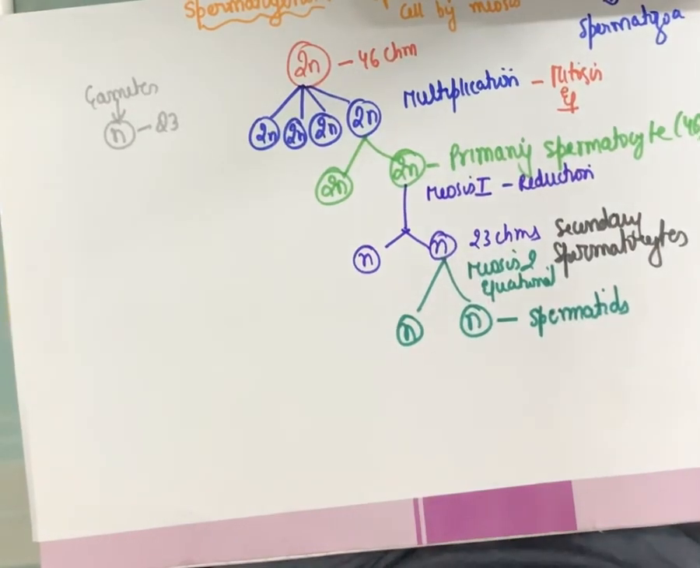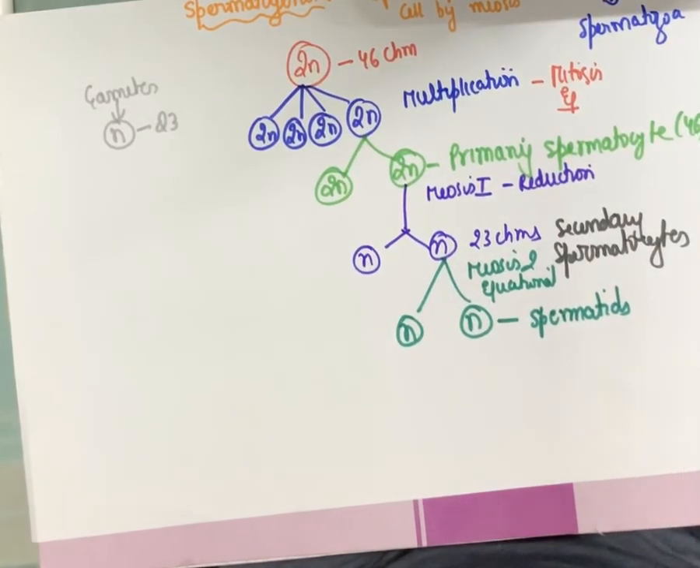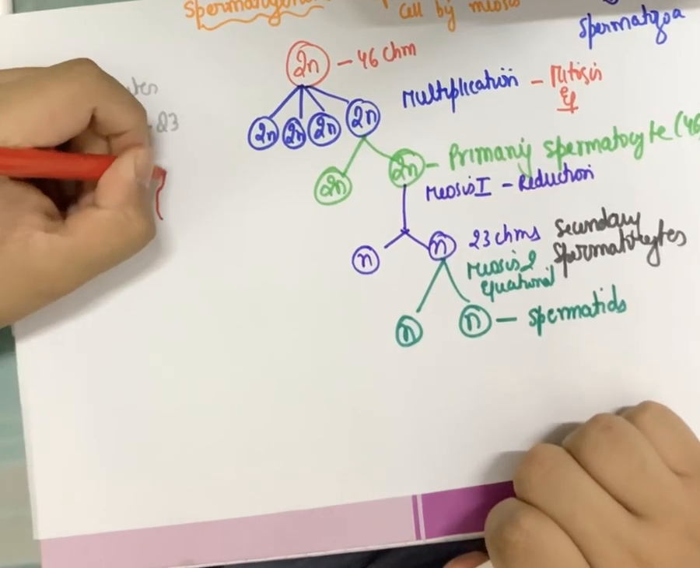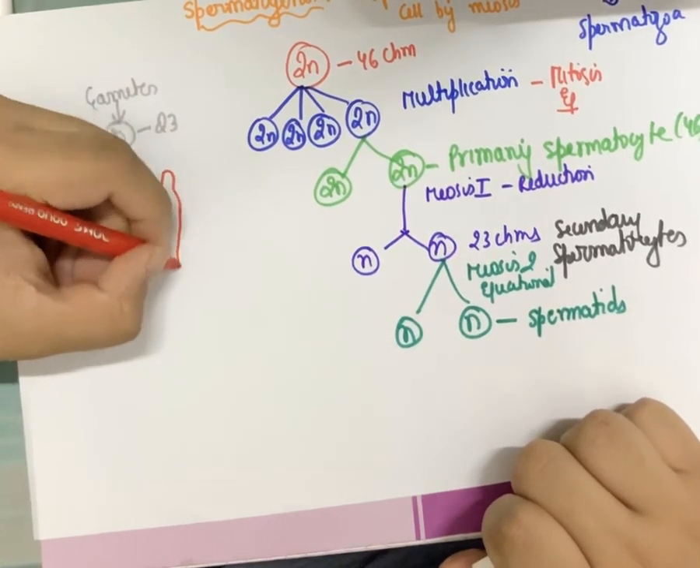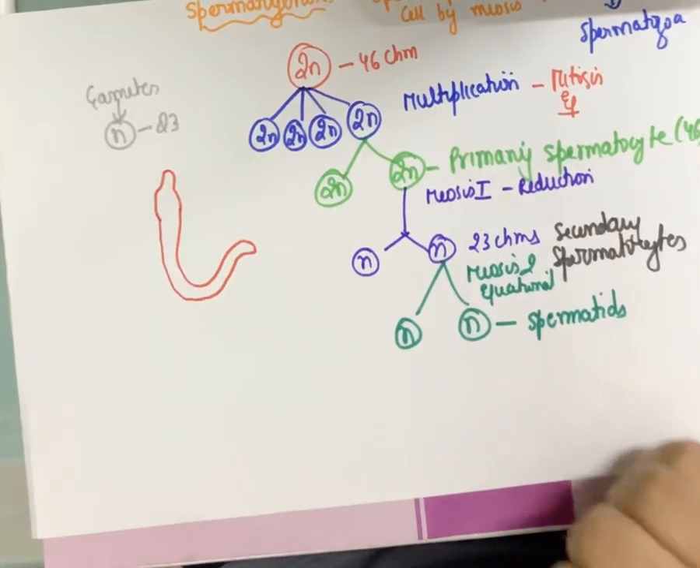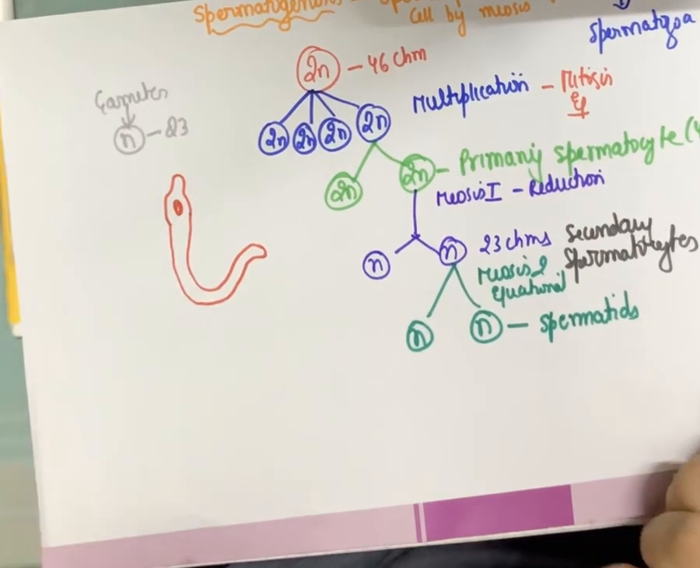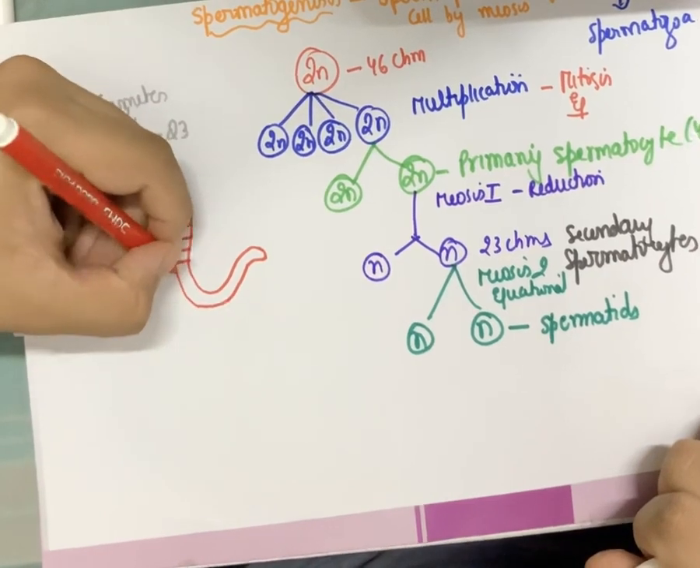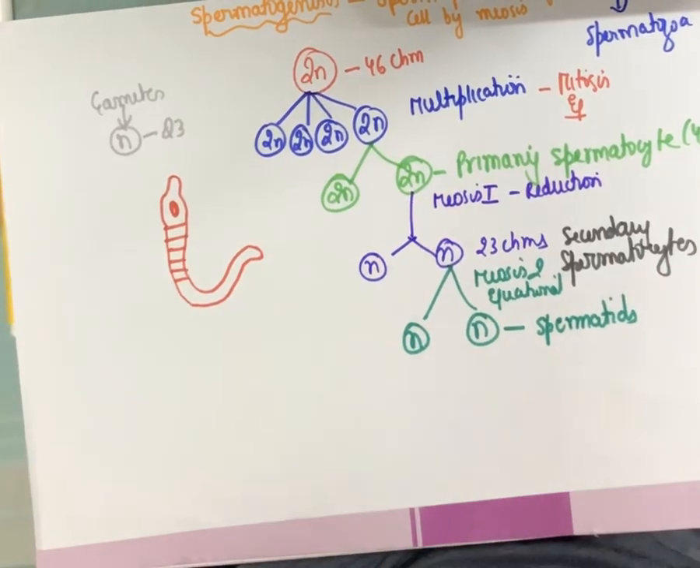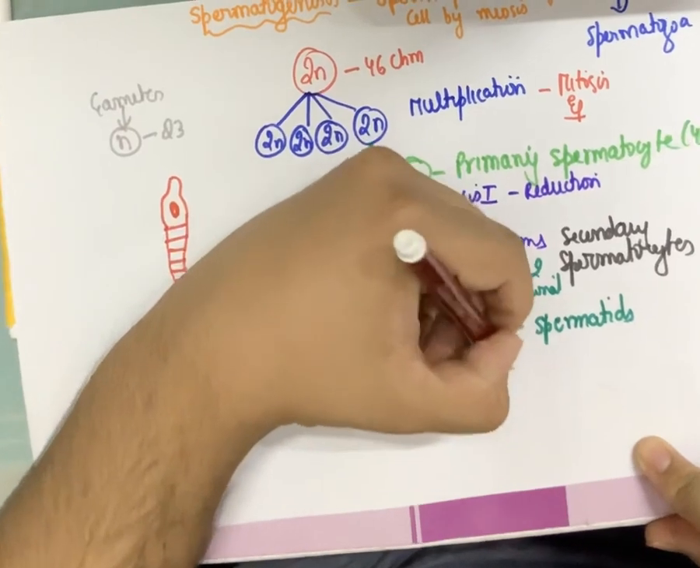Do you think the sperm has this structure? No. The sperm is not having this structure. The sperm has this kind of a structure. If I will emphasize the structure of the sperm, it is like this. This is the sperm. This is not the sperm. So that means this has to now grow and differentiate to form this large sperm. Sperm is a very long cell. So for that, this spermatid will undergo differentiation.